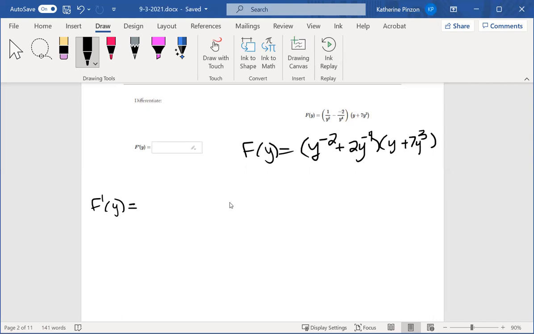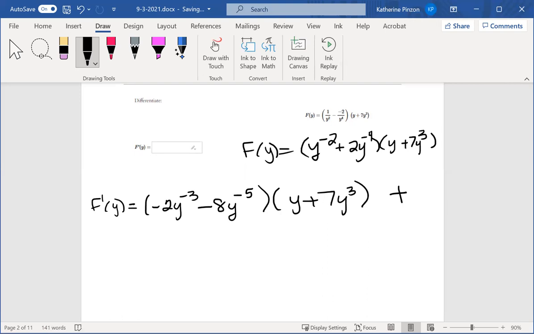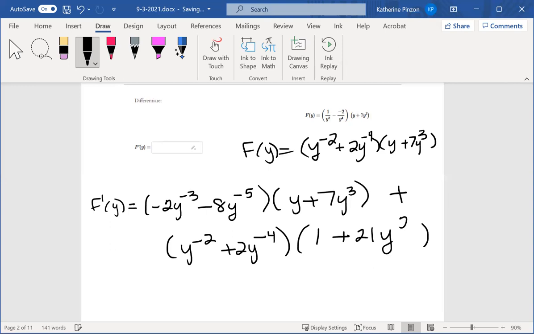Okay, so product rule says derivative of the first. So I have to take the derivative of this guy: -2y to the -3 minus 8y to the -5. Times, leave the second function alone. Plus, I'm going to go on the next line. Leave the first function alone, times the derivative of the second function. Derivative of y is 1 plus 7 times 3 makes 21 y to the second.